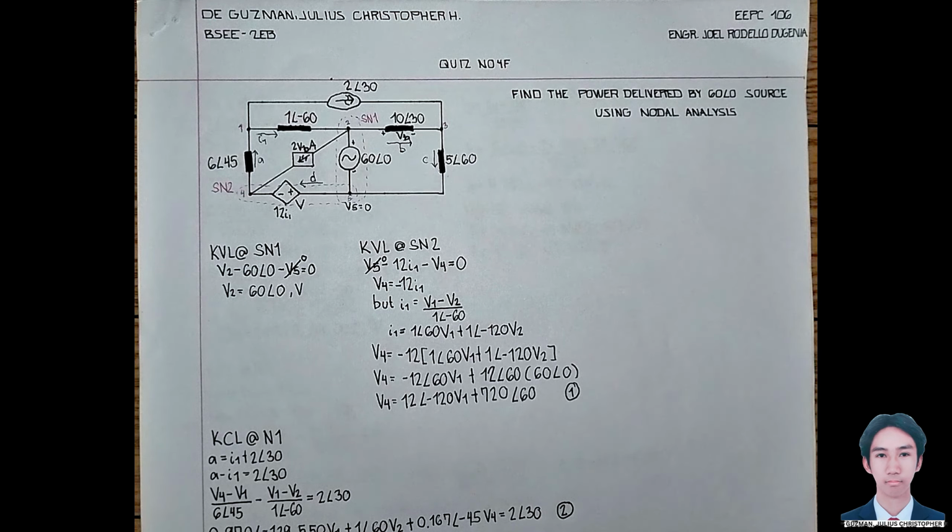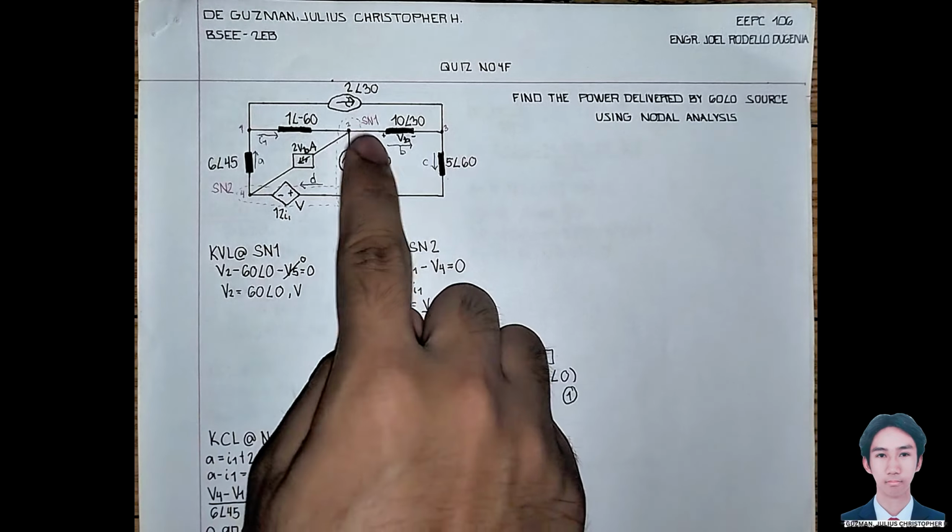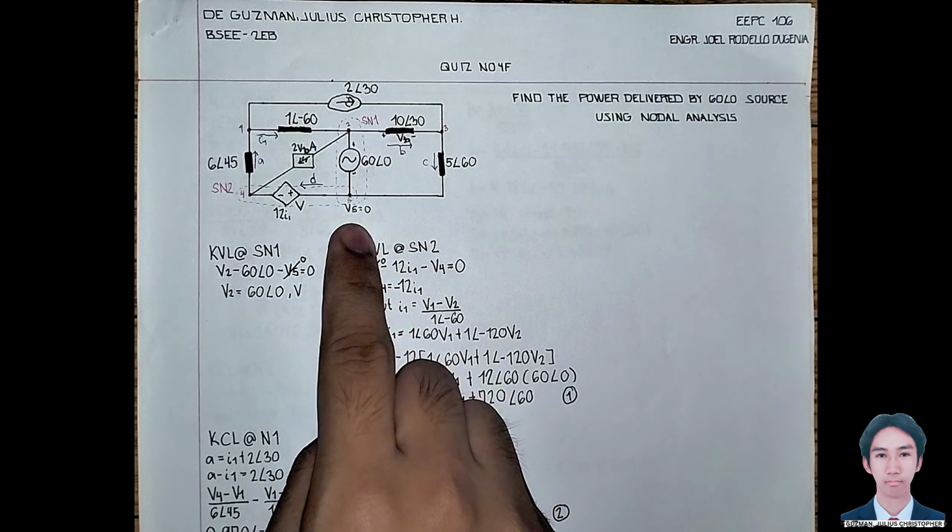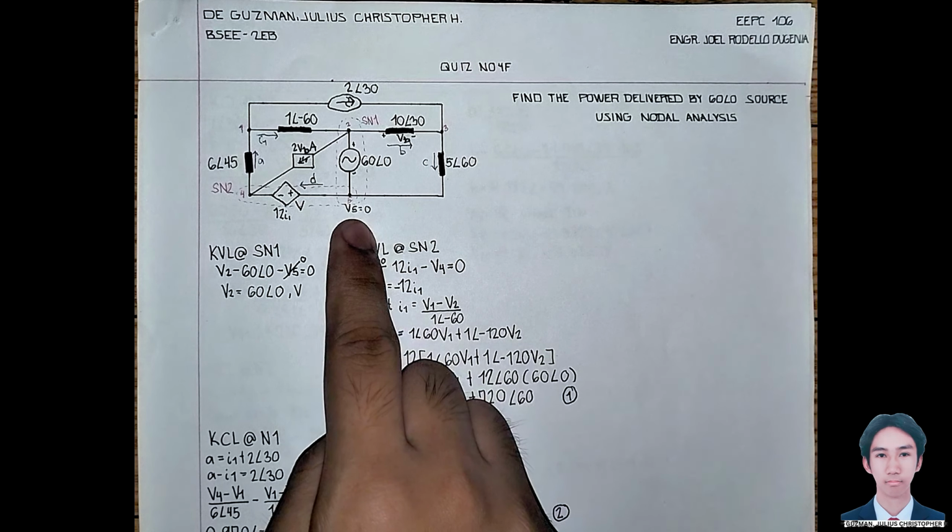The circuit looks like this. I've assigned the values of impedances, sources, and current directions. We have a voltage-controlled current source, a current-controlled voltage source, and here are our terminal points 1, 2, 3, 4, and 5, with node 5 being our reference point, that's why V5 is equal to 0.